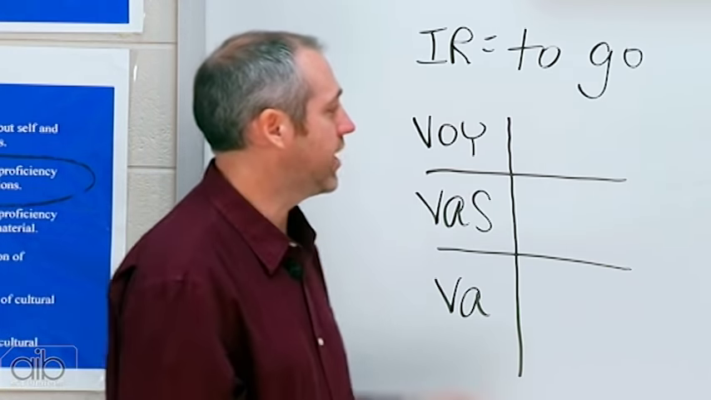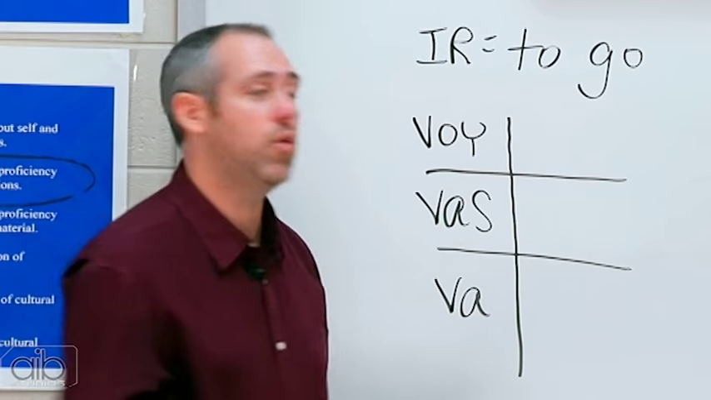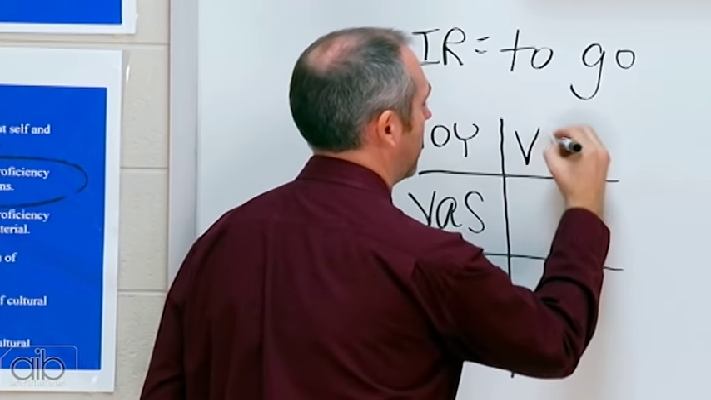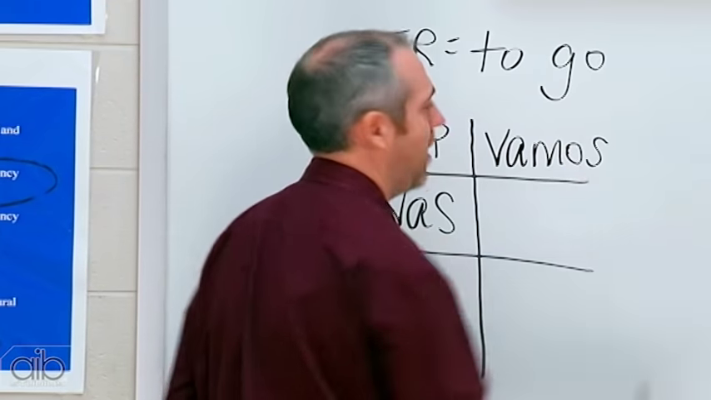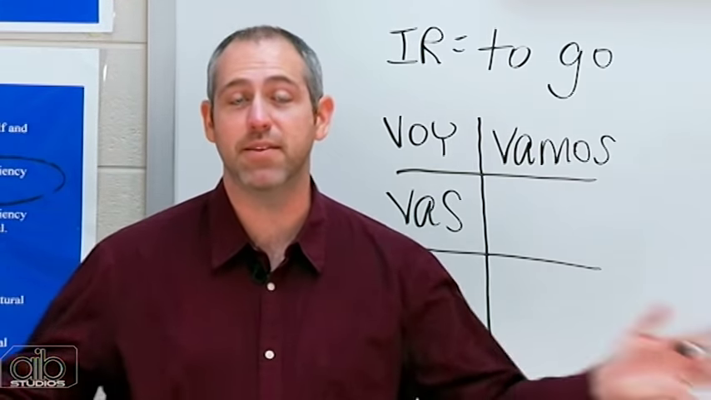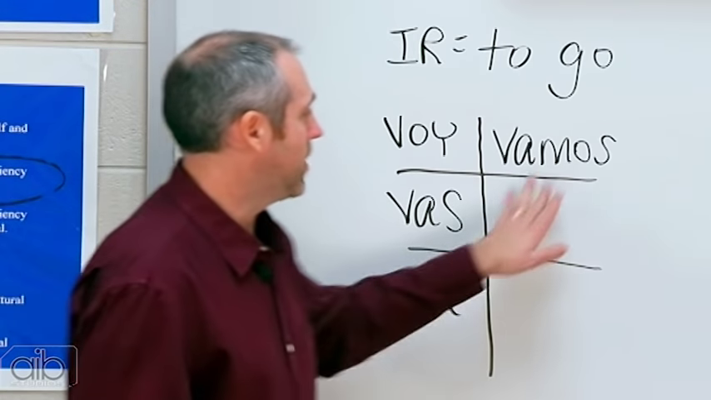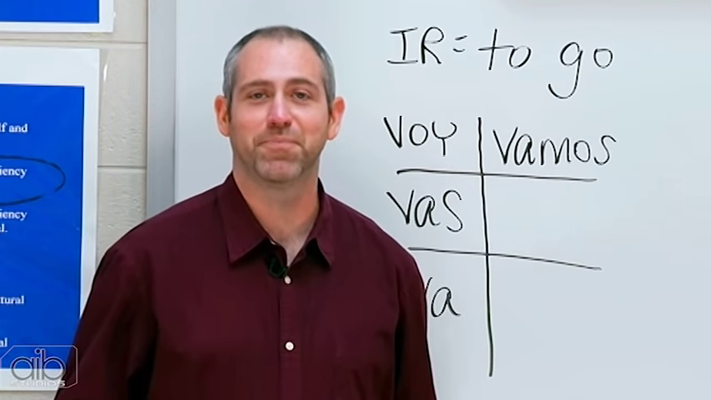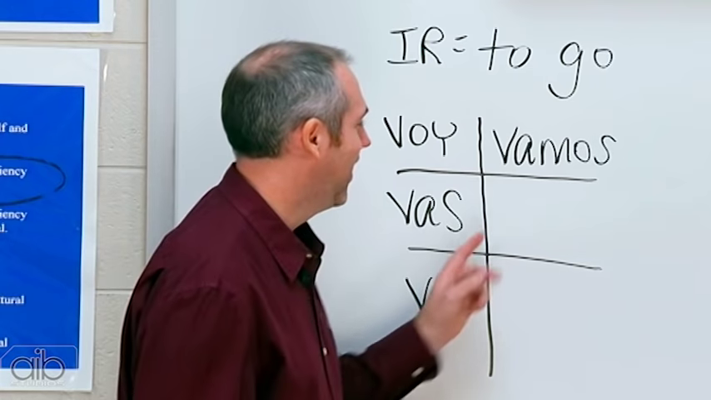Okay? Now let's look at our plural side here. We go is going to be vamos. Vamos. We go. Now, or we are going. It can be the same thing. Sometimes you can say vamos. Let's go. Okay, that's very common in Spanish.